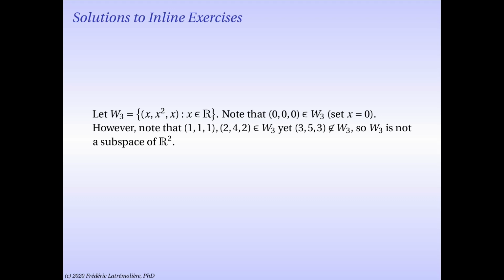However, I can find two vectors in W3, namely 1, 1, 1, which is obtained by setting x equals 1 in the equation parametrizing W3, and another vector, 2, 4, 2, setting x equals 2, whose sum, which is 3, 5, 3, is actually not an element of W3. If the first coordinate is 3, the second coordinate has no choice and must be 9. Well, here it's 5. So W3 is not a subspace of R cube. It is not closed under addition. So some sets are not subspaces.